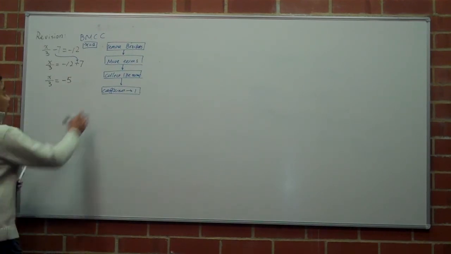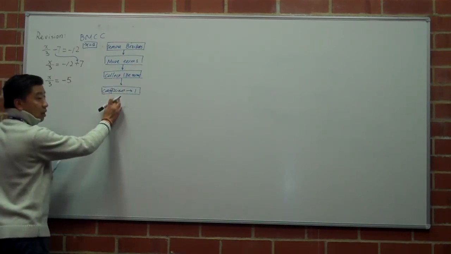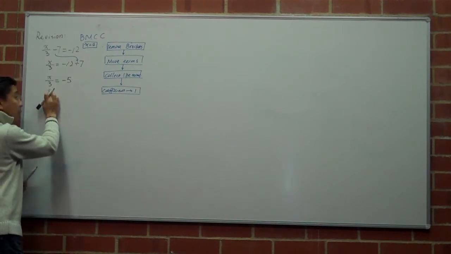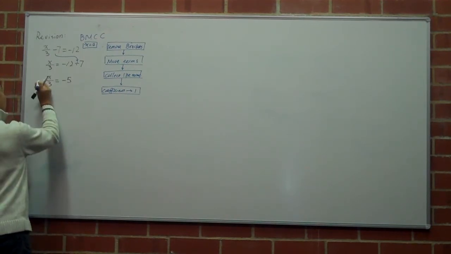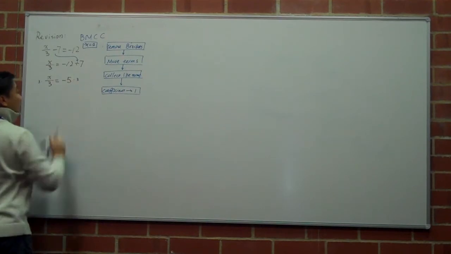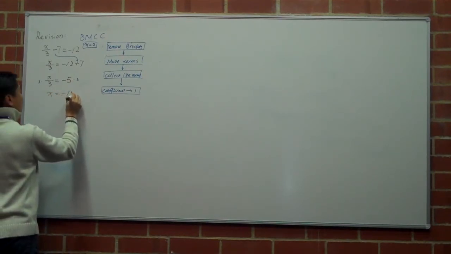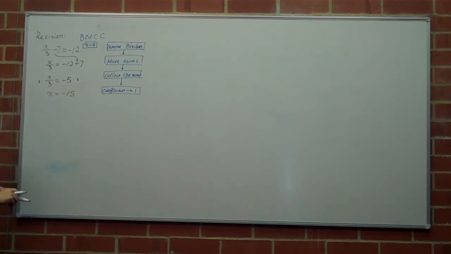Alright, and then after that we make the coefficient 1. So this 3 is at the denominator, so we need to times 3 on both sides to get rid of the denominator. So x equals negative 15.